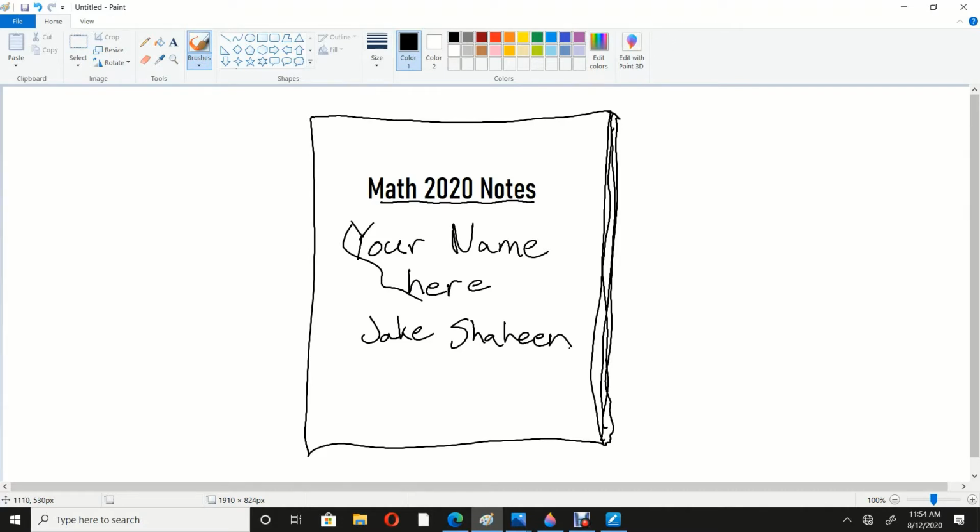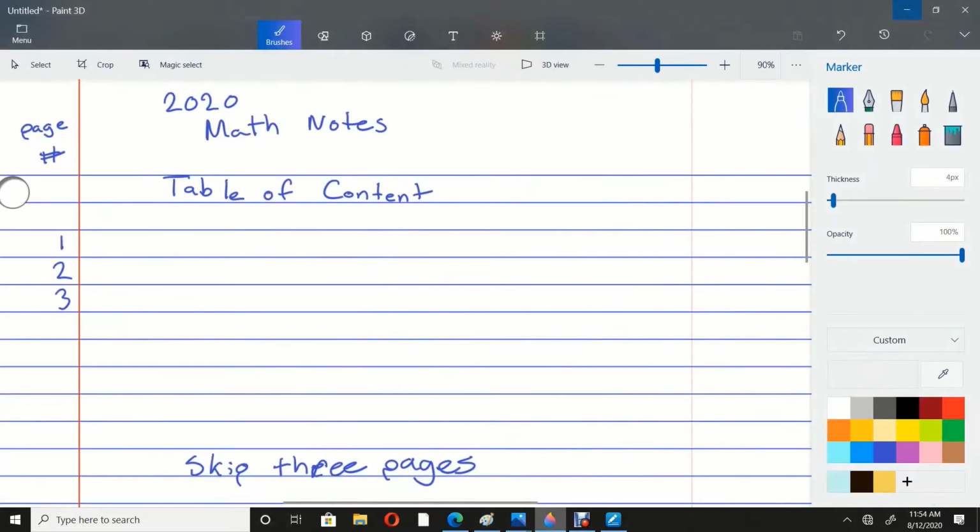Now, once you've got your title page or your cover set up, we're going to open your composition to the very first page, and we are going to start by creating a table of contents. So at the top, you write 2020 Math Notes, table of contents. That'll be on the very first page. In the top right corner, you'll have the page number, and we'll have a list going down here. You don't need this. We're going to skip 3 pages from this. So from here, I want you to skip 3 pages.